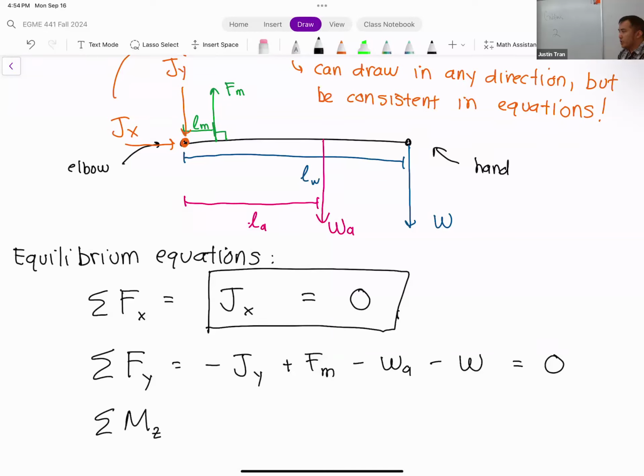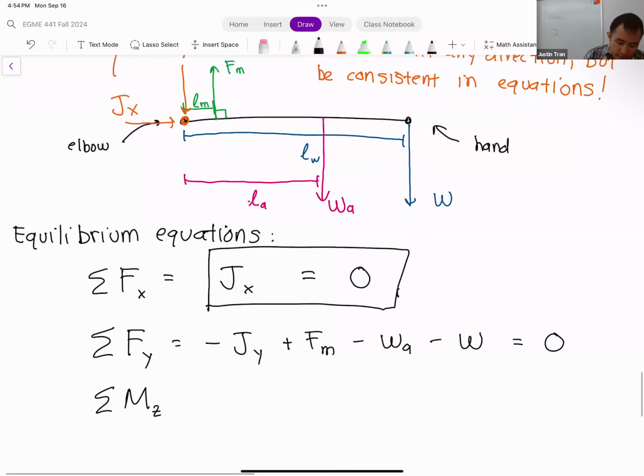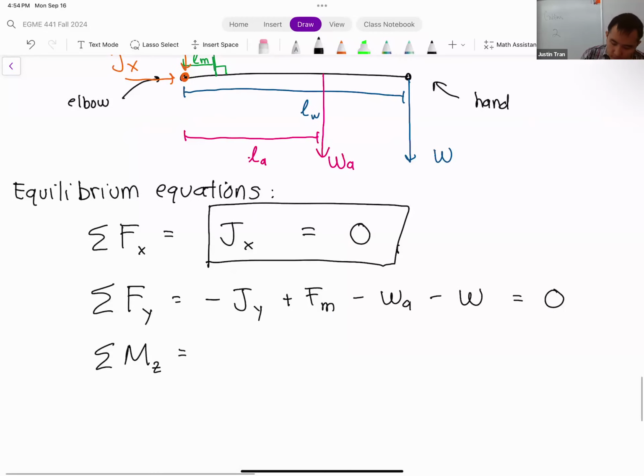So we can't solve this equation right now. We have two unknowns in that equation, JY and FM, so we have to hang on to that for a second. But let's go ahead and finish up our moment equation here. So, sum of the moments. Whenever you sum the moments on a rigid body, you can choose where you want to sum the moments around.